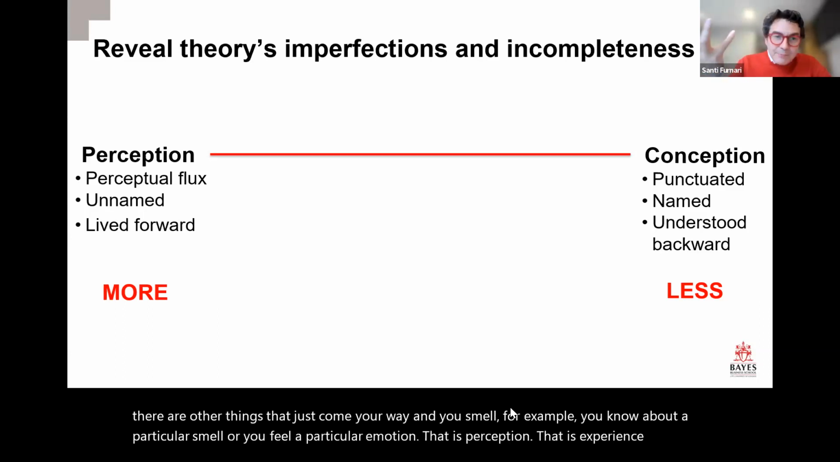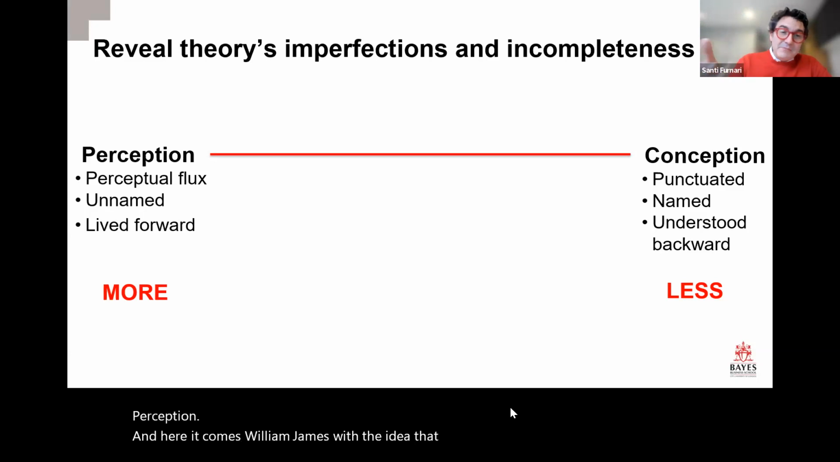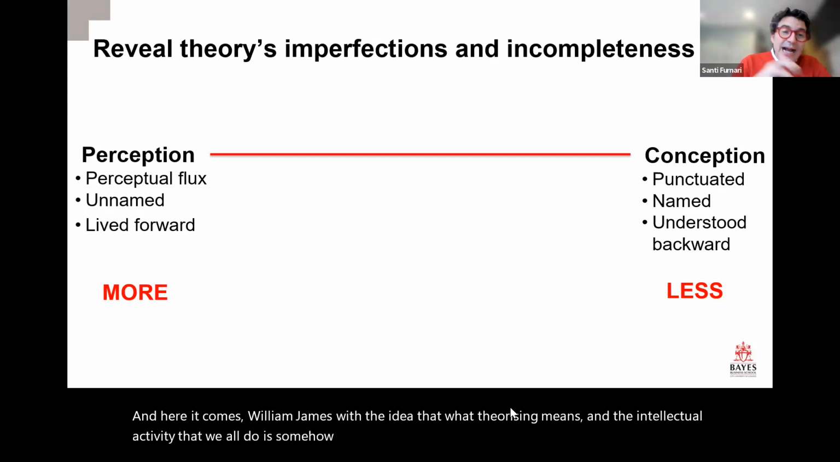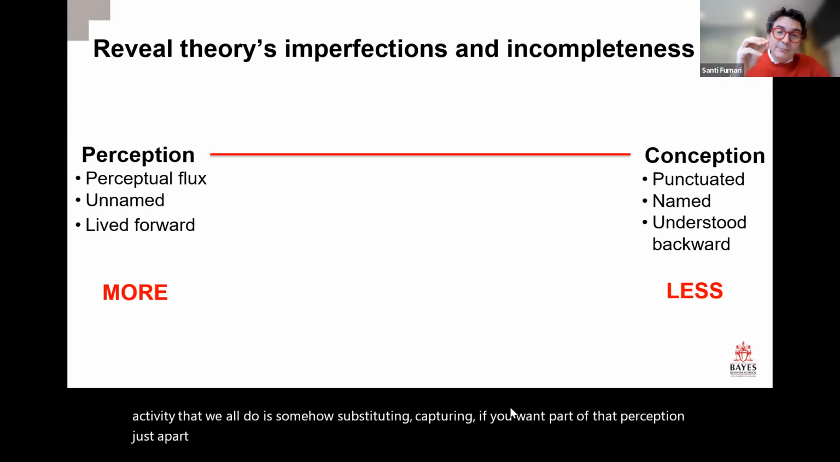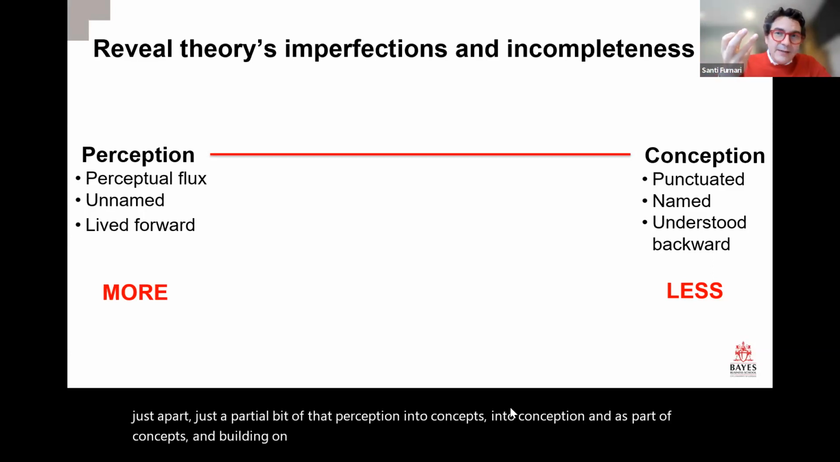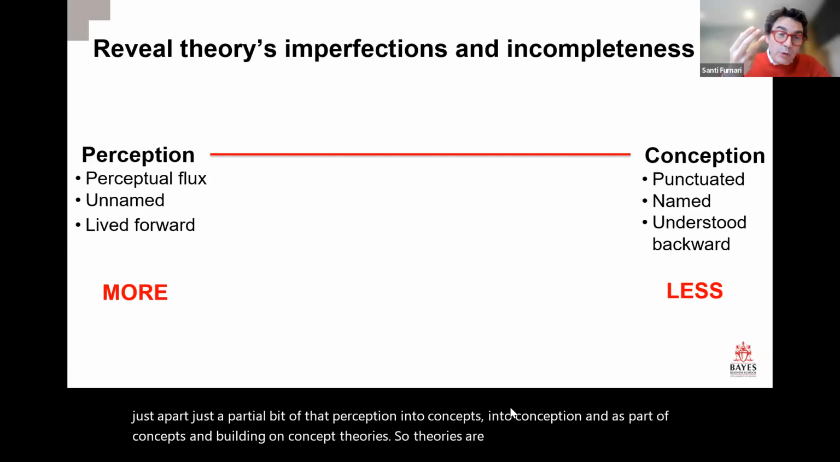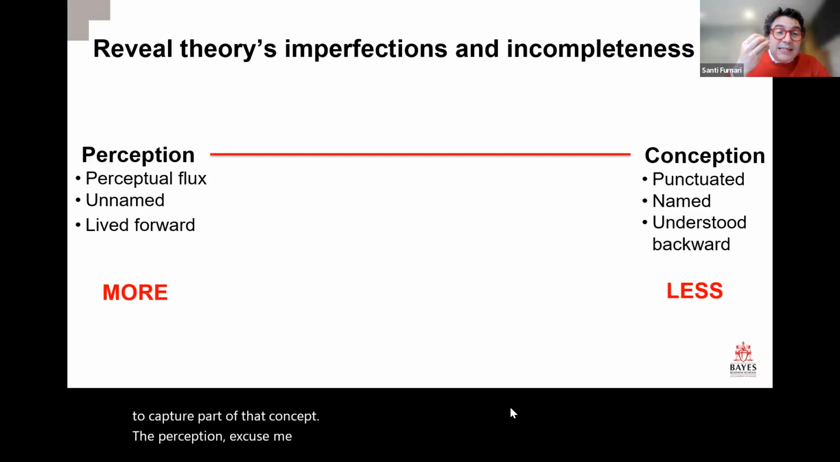But if you think about conception, here comes William James with the idea that theorizing, the intellectual activity we all do, is substituting, capturing just a partial bit of that perception into concepts, into conception. And building on concepts, theories. So theories are part of the conceptual work we do to capture part of that perception. But there's something deeply different between conception and perception.